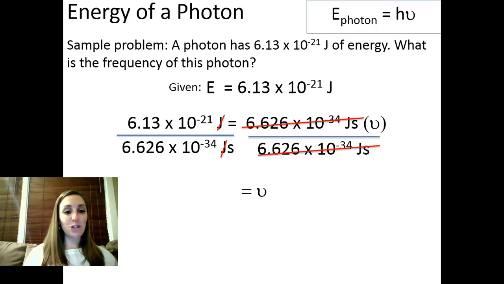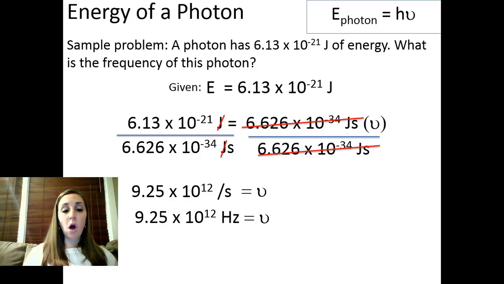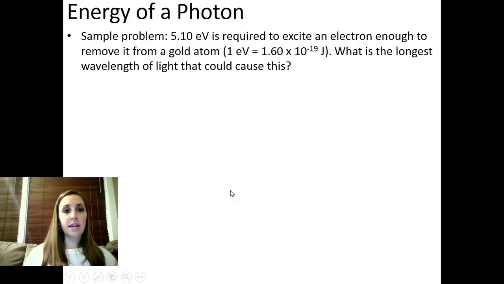All right, did you get 9.25 times 10 to the 12th per seconds? If you did, great. If not, call a teacher over and talk to her. You could also write this as 9.25 times 10 to the 12th hertz, because hertz and per seconds is the same thing. All right, another problem.